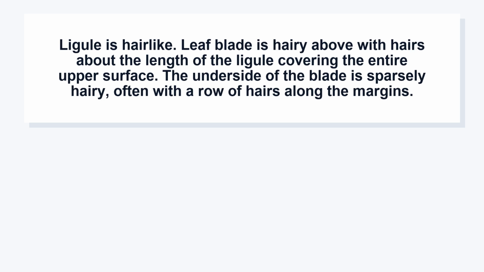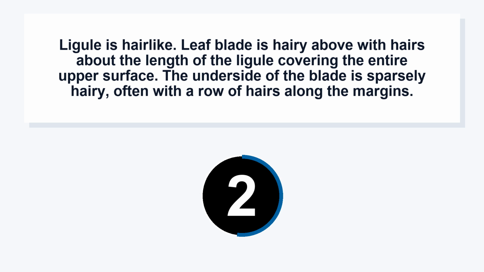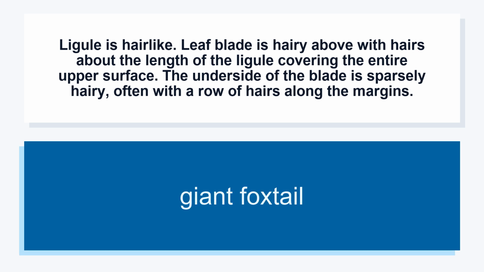Ligule is hair-like. Leaf blade is hairy above with hairs about the length of the ligule covering the entire upper surface. The underside of the blade is sparsely hairy, often with a row of hairs along the margins. Giant foxtail.